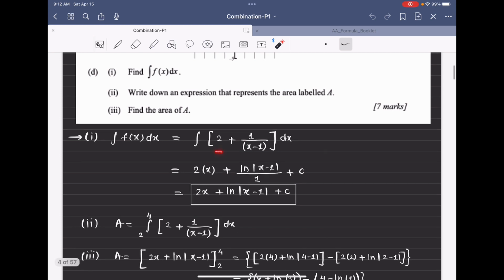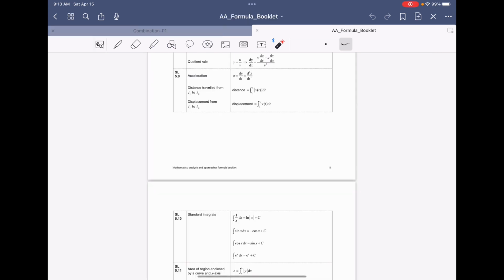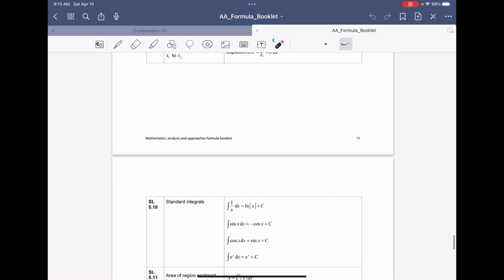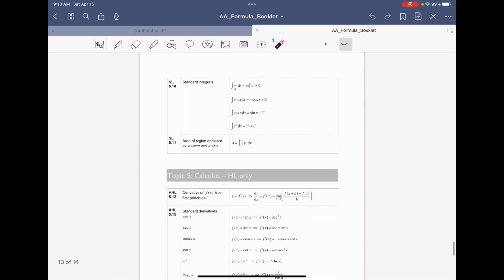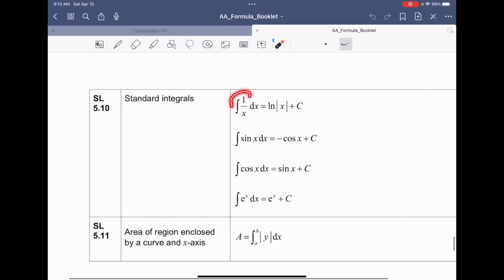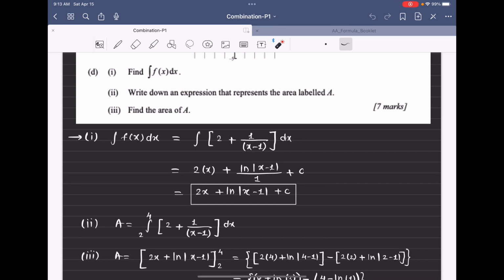So I'm using 2 plus 1 upon x minus 1 because that is my complete f of x. Middle sign is plus, so I'm writing both in one bracket. Separating this, integration of 2 is 2 times x. Integration of any constant is constant into x. And if you see the formula booklet, integration of 1 upon x is ln of modulus of x. It's the same thing as 1 upon x minus 1 is ln of x minus 1.